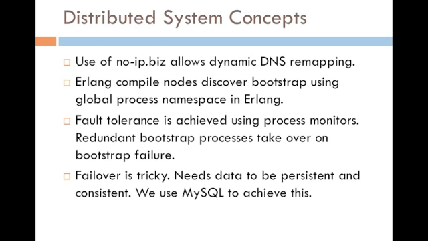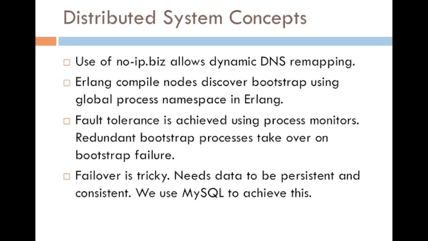Now let's talk about the distributed systems concepts that we have applied to our project. We made use of noip.biz to allow for dynamic mapping of DNS, which allows a client to discover the web interface. Erlang exposes a global namespace for all processes that are linked together using a common cookie. This allows various compile nodes to discover these processes using the global namespace. That is, they do not require IP and hostname configuration. This concludes the configuration part.